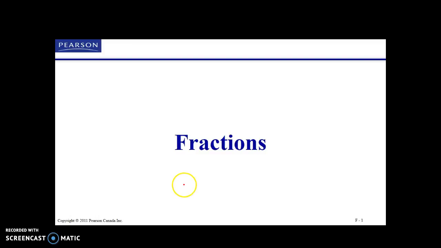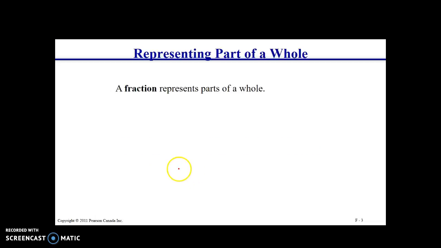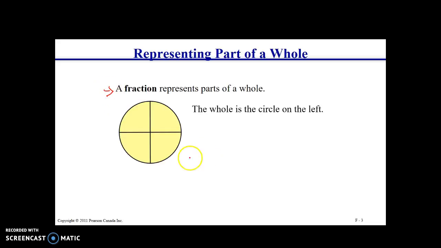Alright guys, today we're going to talk about fractions. Let's get into it. The first thing I want to cover is understanding what a fraction is. A lot of people have trouble with fractions, but remember all it is, it just represents a part of a whole number. Okay? So if I have a whole circle here, this is one whole circle.